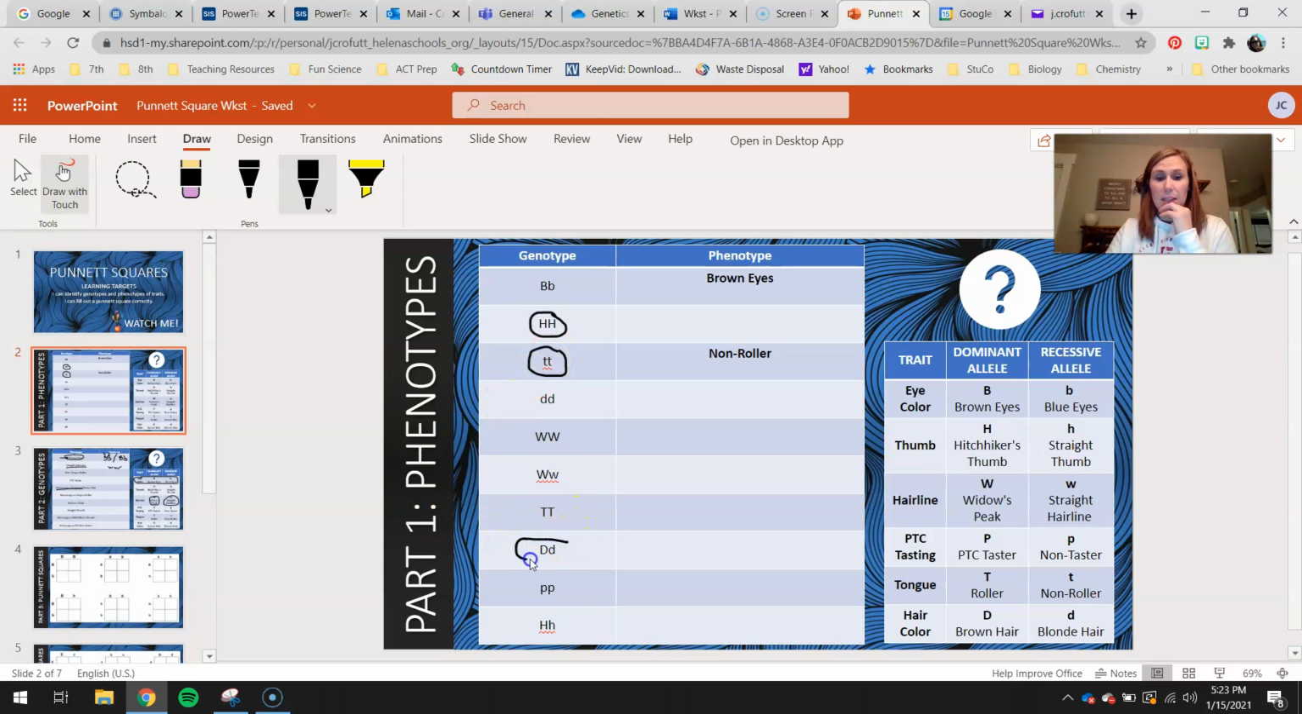Versus something like this, where we have big D, little d, okay? We have a dominant and a recessive. They are not the same. That's heterozygous. Hetero means a mix. So you have a mix of the dominant and the recessive.